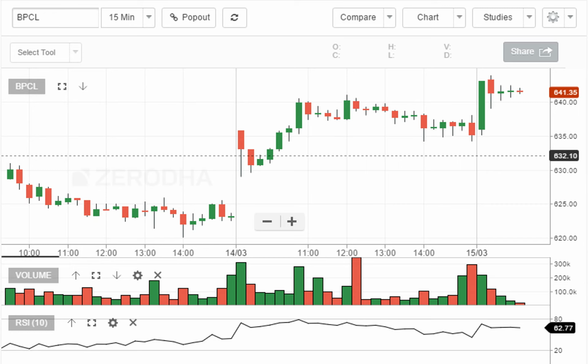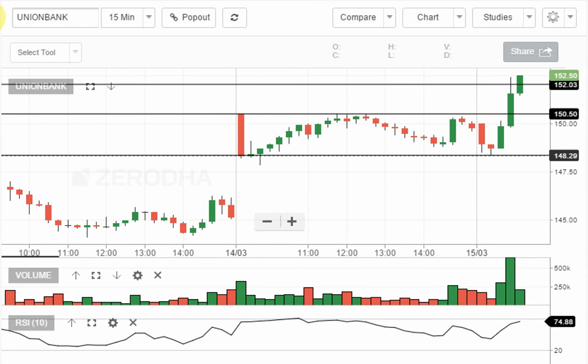It's breaking 152.5 also. It's trading at 152.65 right now. So Union Bank is already achieved. We'll be waiting for BPCL. And as you know, it has given great returns here. 50% on your capital is a great return in just one day. I'm not talking about 30 minutes or 40 minutes or 1 hour, I'm just talking about one day. If you get a 50% return on your capital in one day, it's a great return.